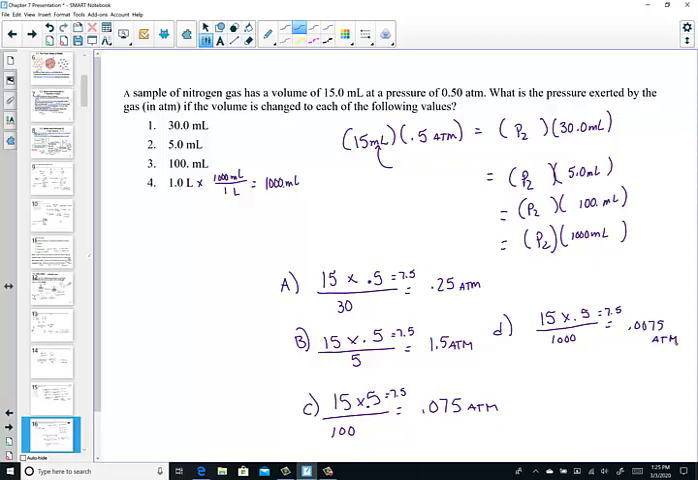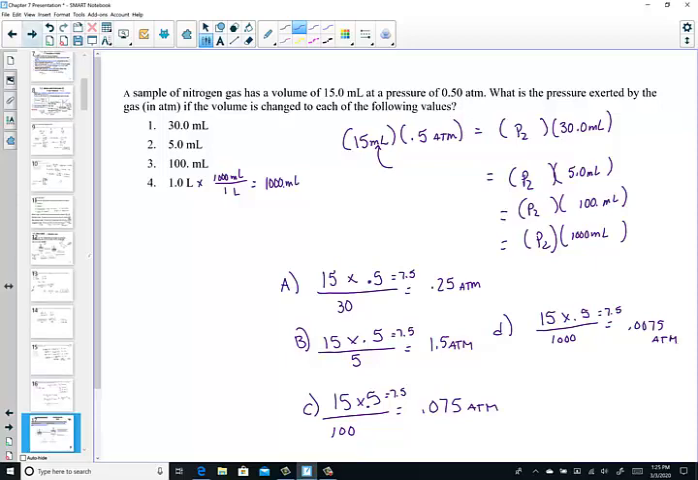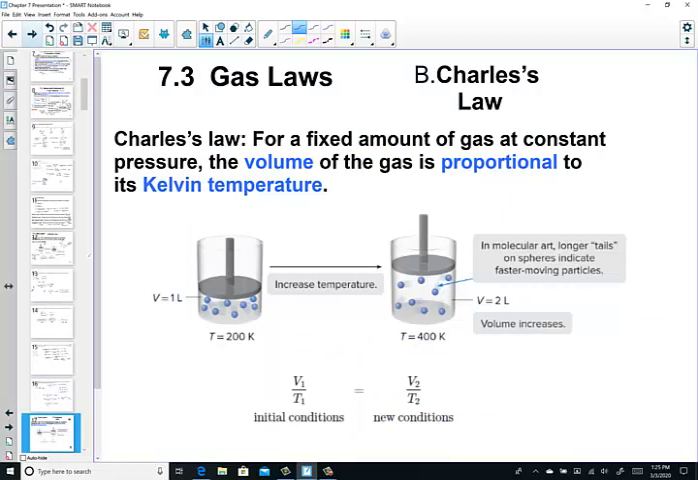And we've solved for the new pressure when the volume's changed. So Boyle's law, P1V1 equals P2V2, an inverse relationship. Now let's examine Charles' law.